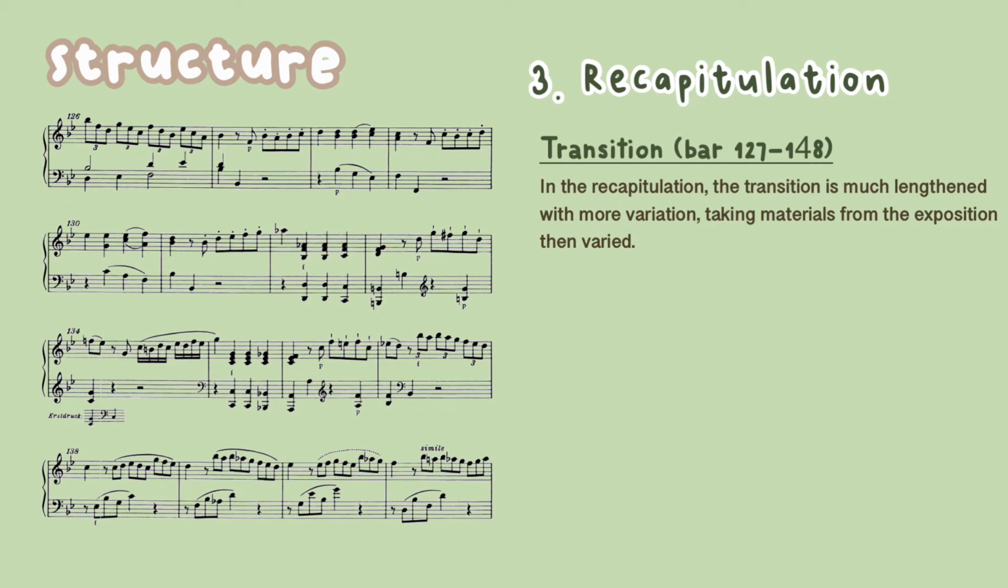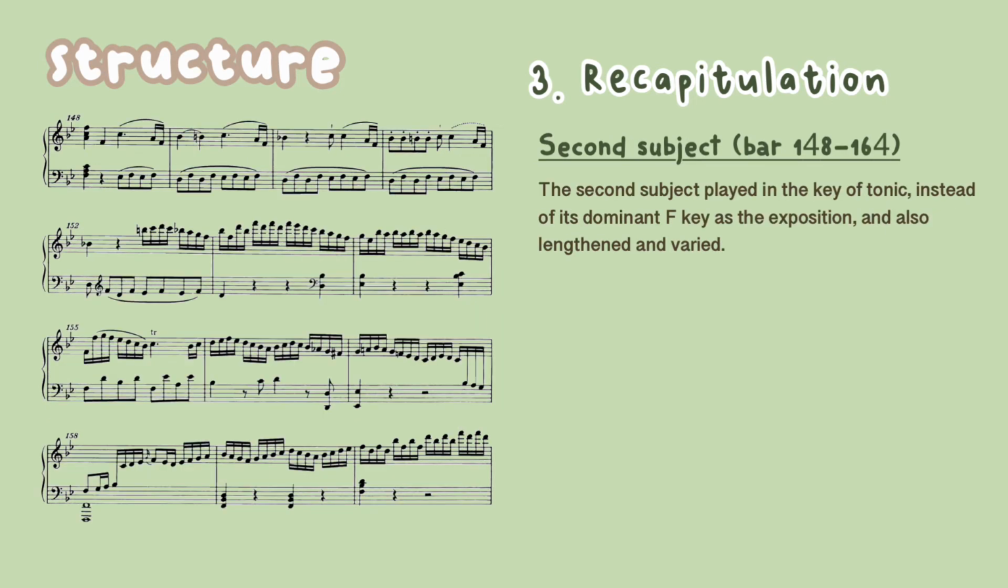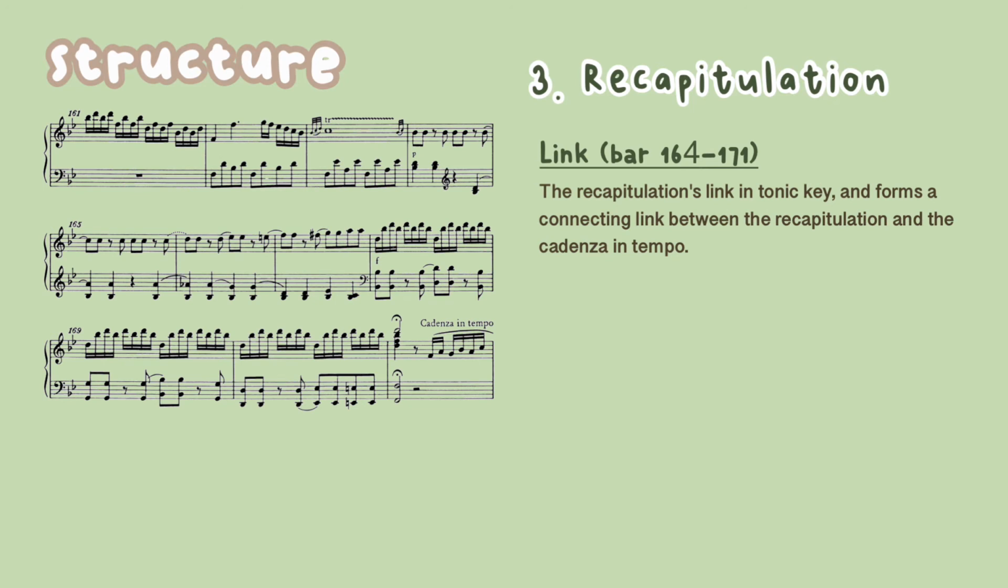In the recapitulation, the transition is much lengthened with more variation, taking materials from the exposition and then varying them. The second subject is played in the key of tonic, instead of its dominant F key as in the exposition, and is also lengthened and varied. The recapitulation link is in tonic key, and forms a connecting link between the recapitulation and the cadenza in tempo.